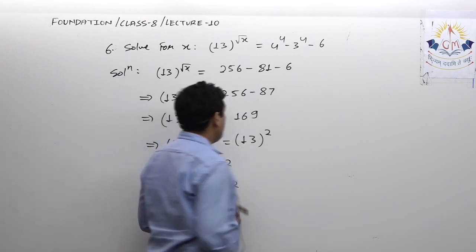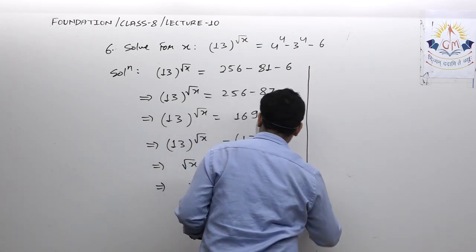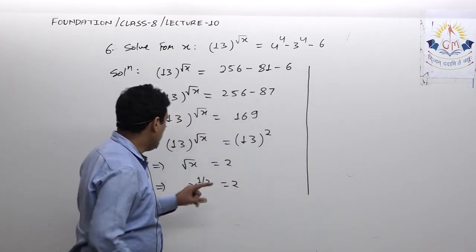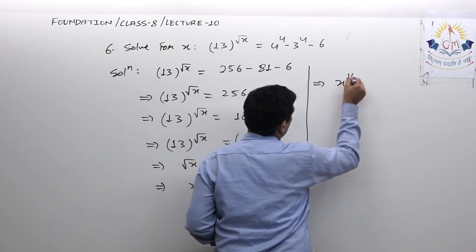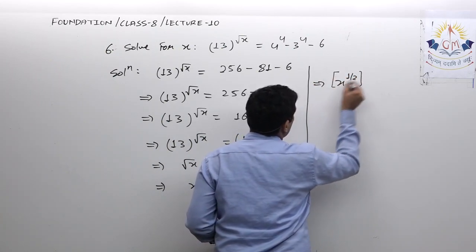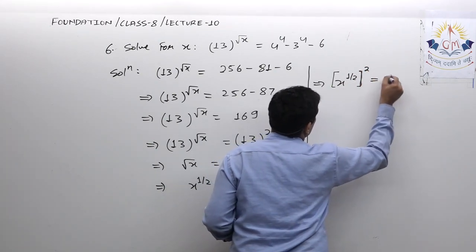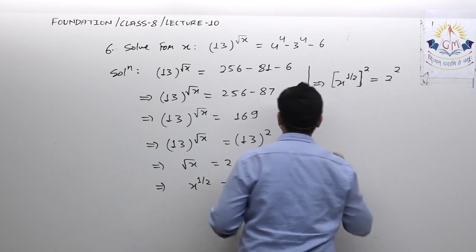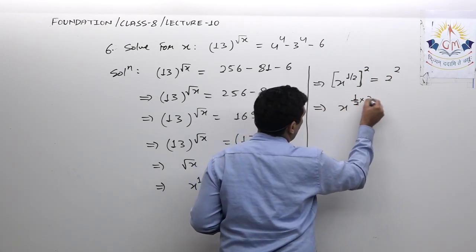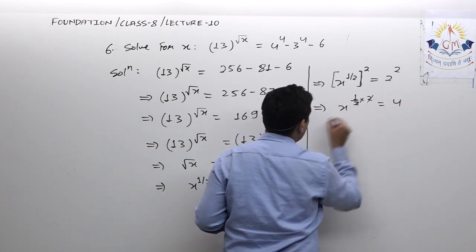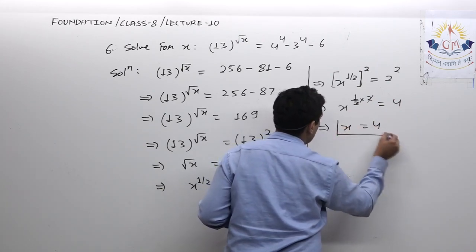Okay, so now there are two things that we can do. Simply I can say squaring both sides. So squaring both sides gives me x raised to 1 by 2 square is equal to 2 square. Here if I apply the power law, 1 by 2 and 2 will cancel out, and finally I will get the value of x, that is 4.